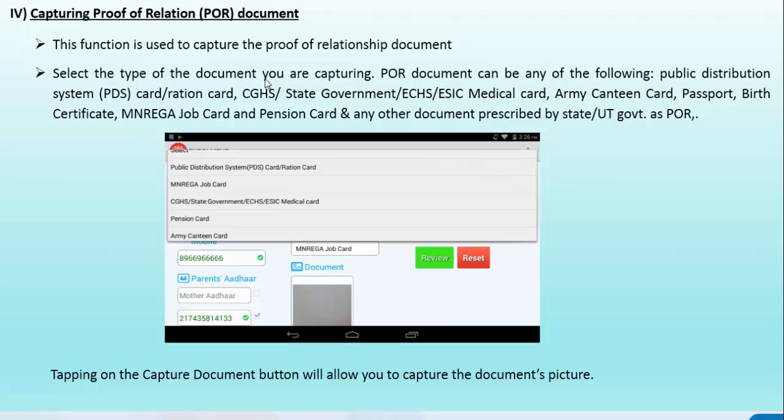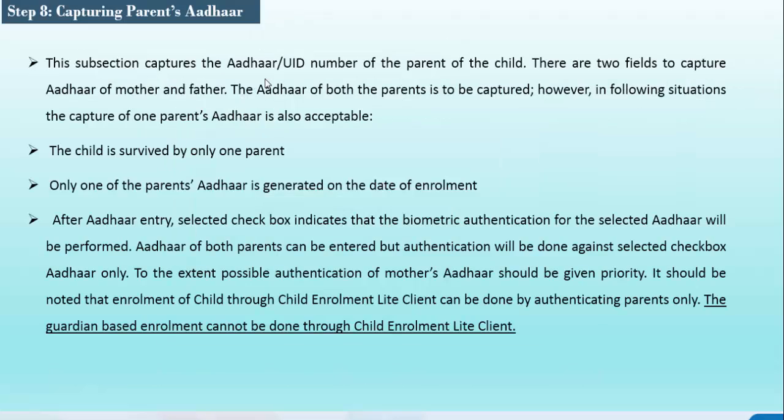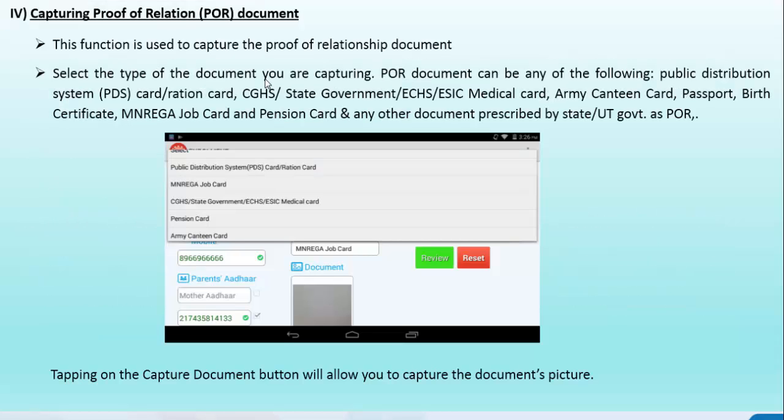You can refer to the UIDAI website to know the valid POR documents. Basically we can capture the birth certificate of the children for enrolling 0 to 5 years. If they don't have a birth certificate, then we can go with any other POR document prescribed by UIDAI. You can just take the photograph of the proof. You have to ensure whether it is clearly captured or not. If it is not clear, the validation will not happen successfully on the UIDAI site, and the packet will be rejected.